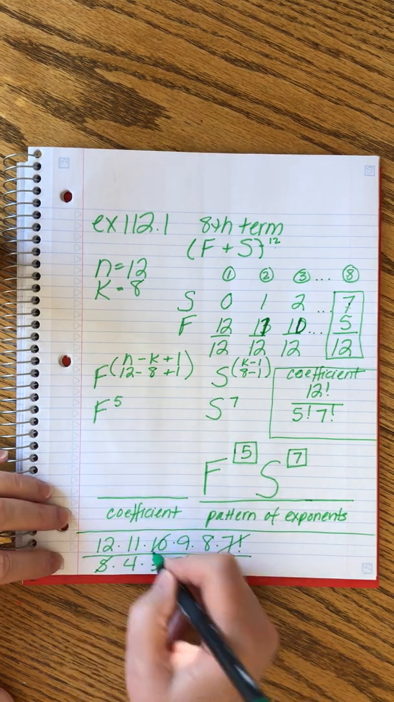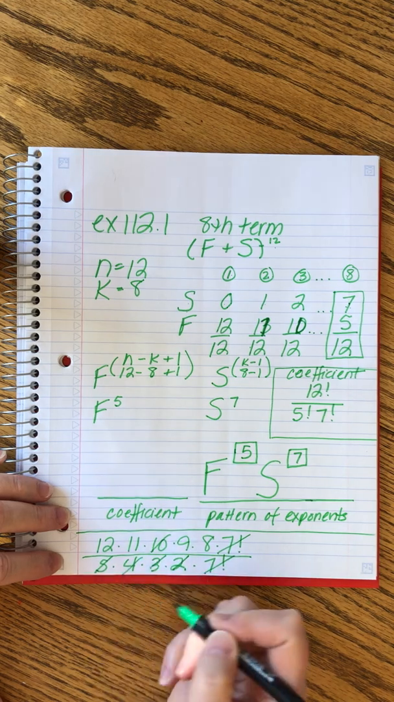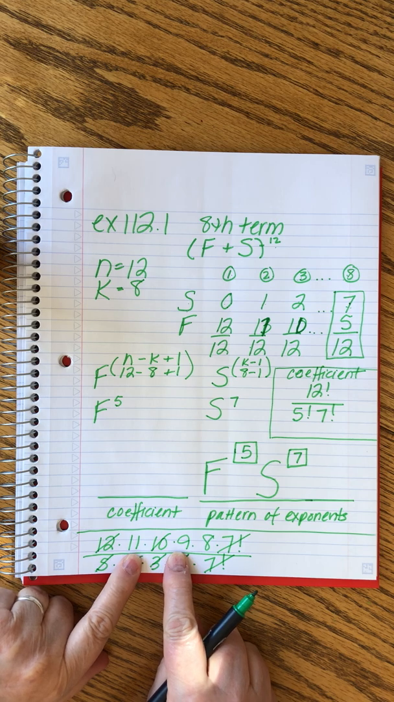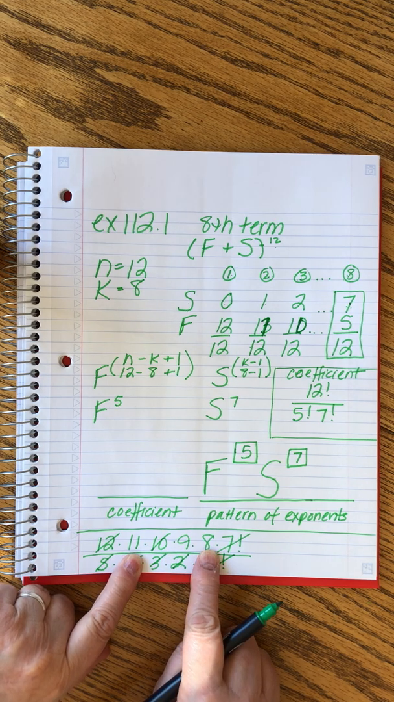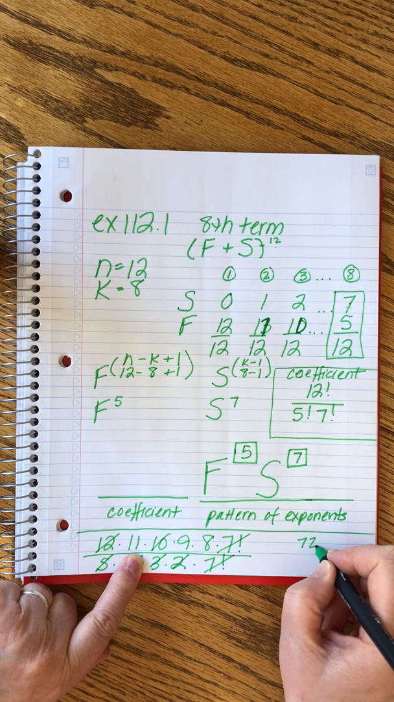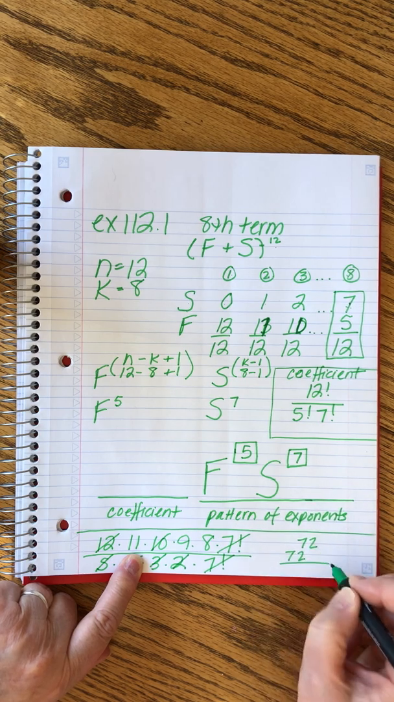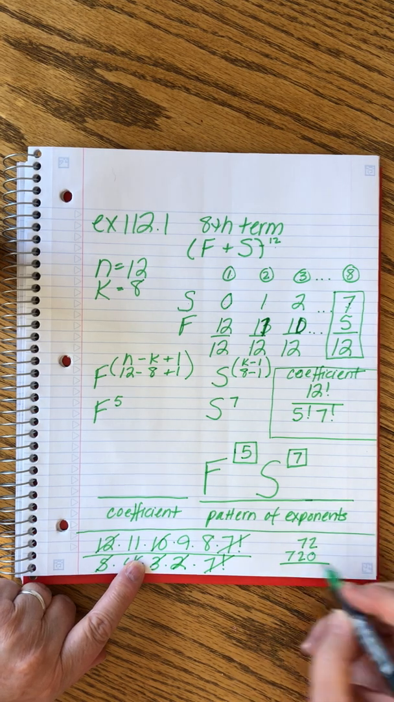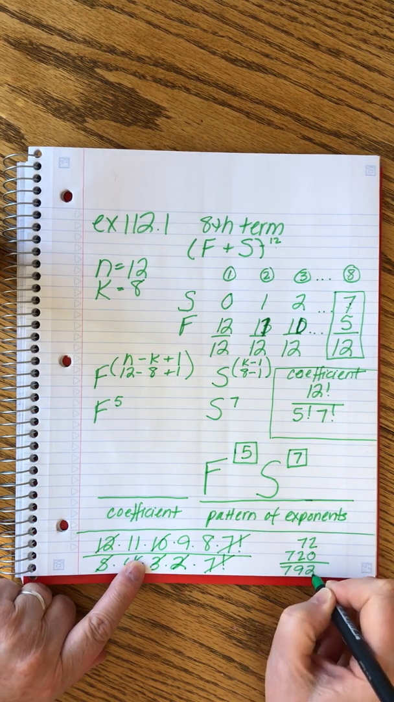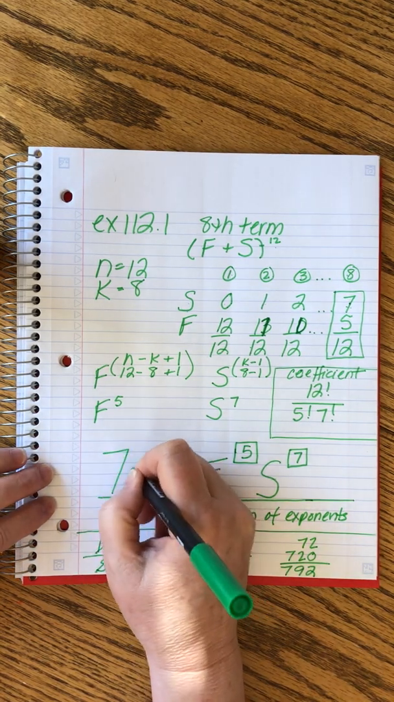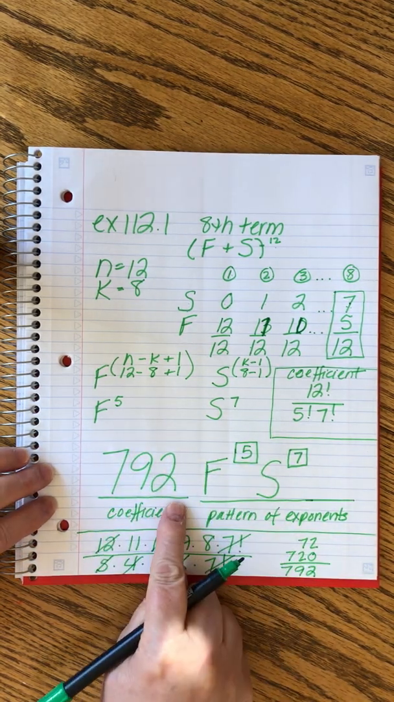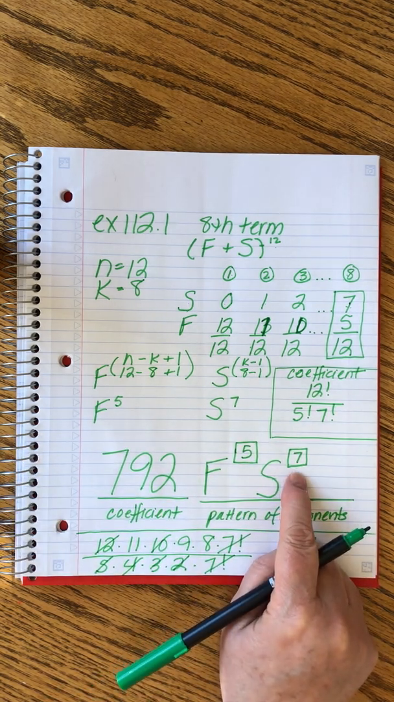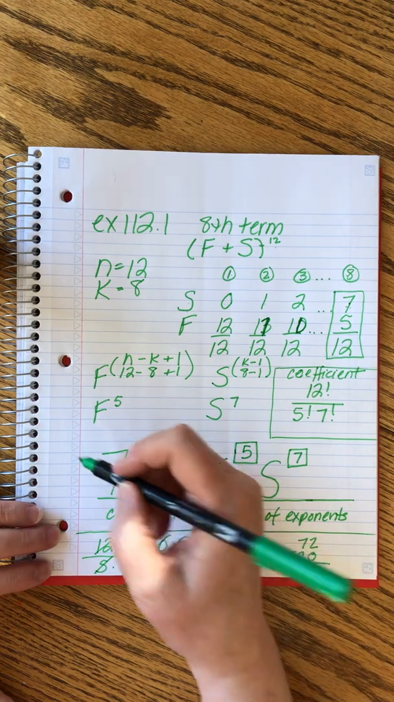5 times 2, cancel the 10. 4 times 3 cancels the 12. And I'm left with figuring out what's 11 times 72 is how I would do it. And I know the answer is going to look like this, 72, right? If I multiply 72 times 11, this is what I'm going to get. I could put the 0 if I want. And that's going to be 792. So my final answer is a coefficient of 792, f to the 5th, s to the 7th. And that's correct.